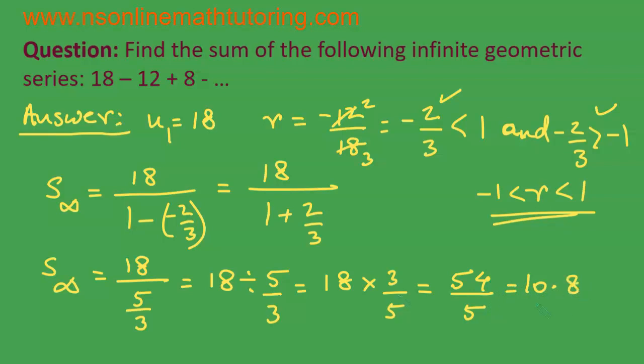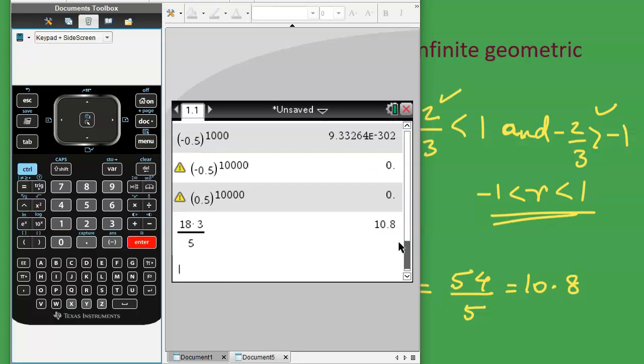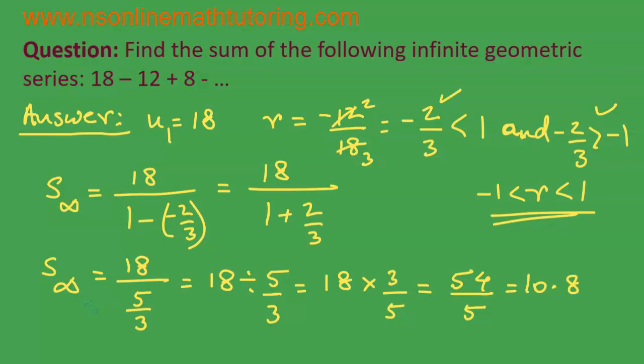You can use a calculator as well. See, 18 times 3 divided by 5, 10.8. Okay. So S infinity is equal to 10.8. 10.8 is our answer, S infinity.